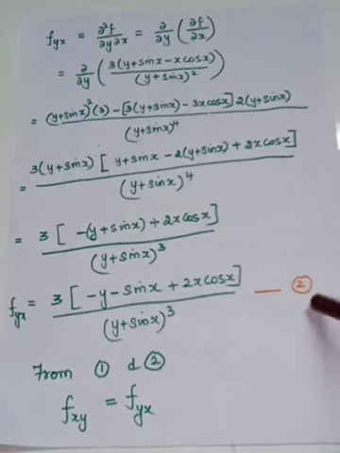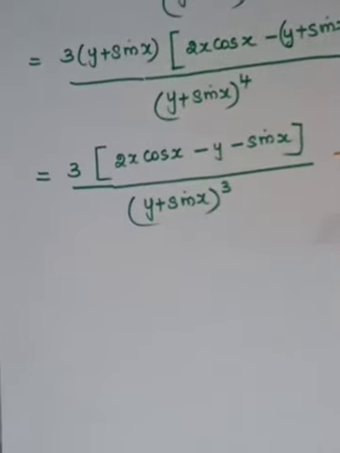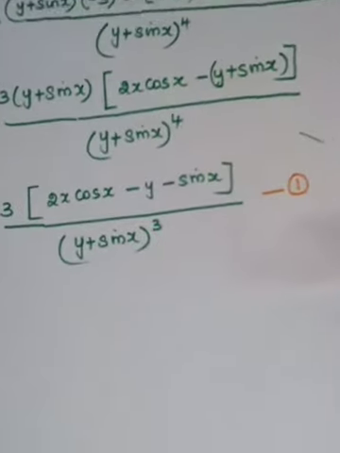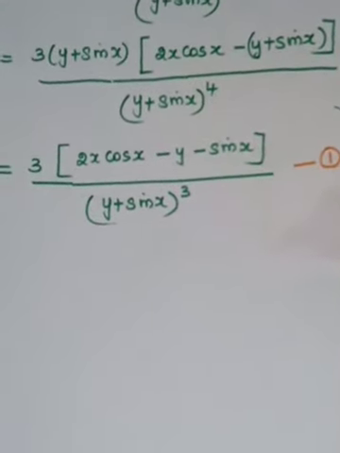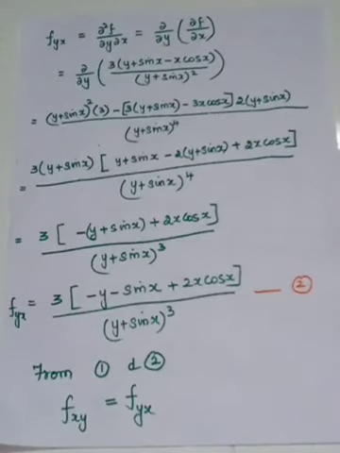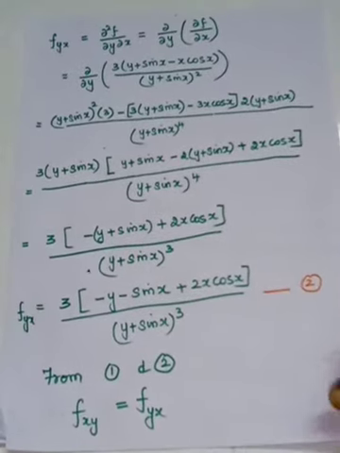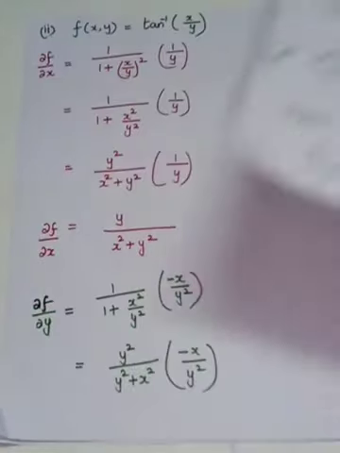This has to be written as 2. Already we have written 1. So you look at this: 3 into (2x cos x minus y minus sin x) divided by (y + sin x) cubed. This is your f_xy. You see that from 1 and 2, they are the same. So f_xy is equal to f_yx. We have proved what is asked. Okay, come to the second subdivision.